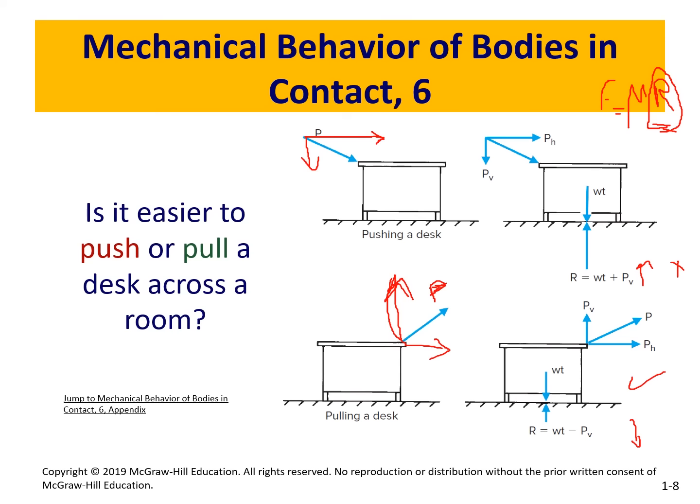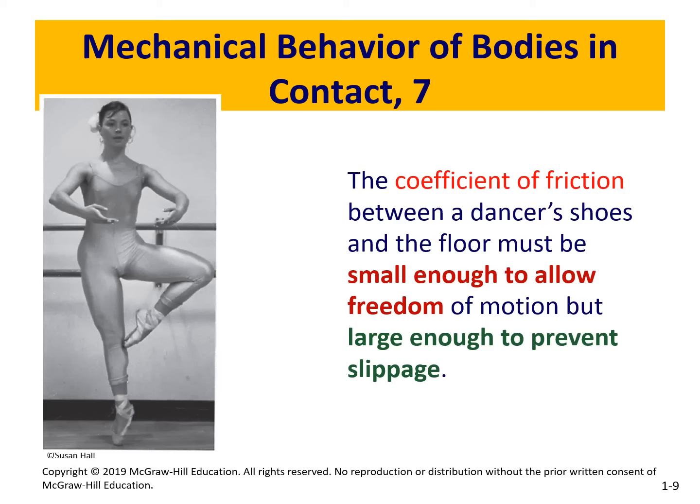One of the examples of this is the mechanical behavior of bodies. We have the coefficient of friction between the dancer's shoes. It's not just the direction of the forces, but also the coefficient of friction of the bodies, which are the shoes and the floor. It must be small enough to allow freedom of movement for the dancer, but large enough to prevent slipping. And that's something that biomedical engineers deal with and design for, especially for wearables in specific applications or performances.